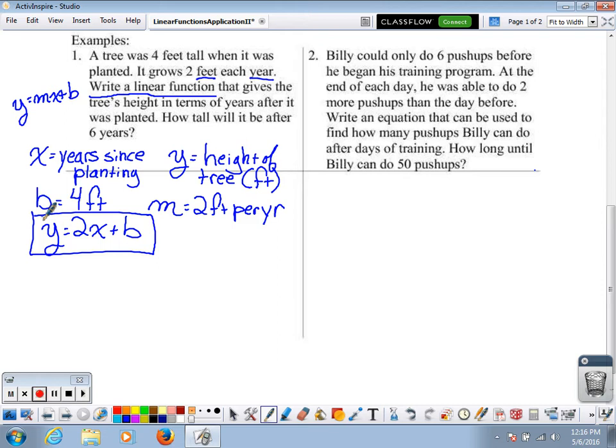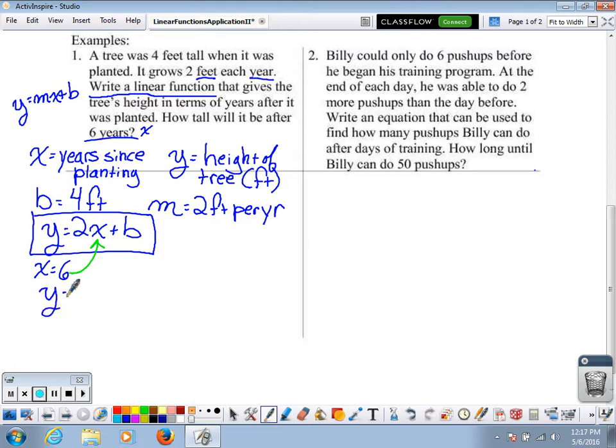Now, I can use that linear function to do two things. I can find the height of the tree at any number of years, and I can find how many years it would take to reach any height. All I need is a value. Well, they've said they want to know how tall is the tree after 6 years. 6 years. That's a value of x. That's its time. It's years since planting. So they want to know what happens when x equals 6. What will y be? Well, we'll take that 6 and sub it in place of x.